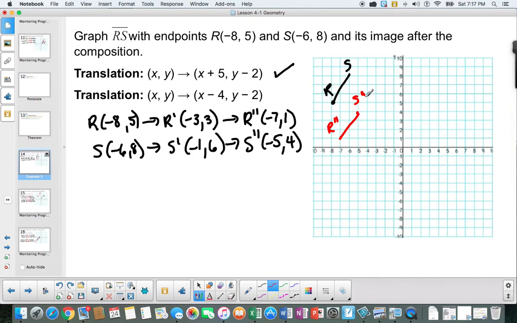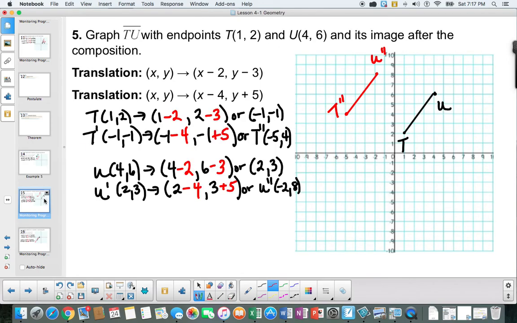And I want you to notice that the graph looks like it's rigid motion. The lengths look like they're still the same. And notice that we followed the same idea of the same distances from R to R double prime, S to S double prime, and the parallel nature.